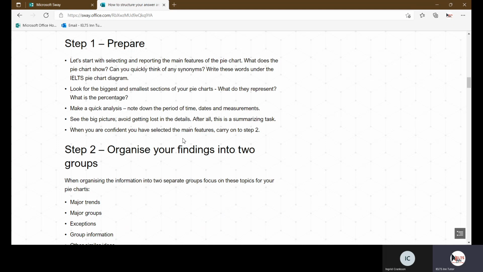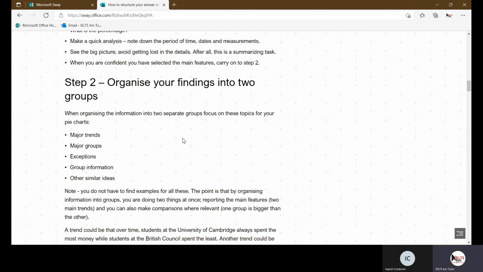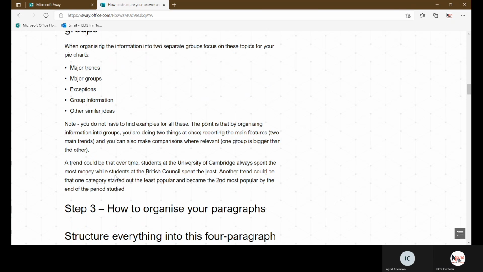Step two, you organize your findings into groups. So the major trends, the minor trends, the major groups, the minor groups, the exceptions. Then maybe group information that is there or any similar ideas. Please, I hope you are following. After doing this, let's say about 80% of your work is done.